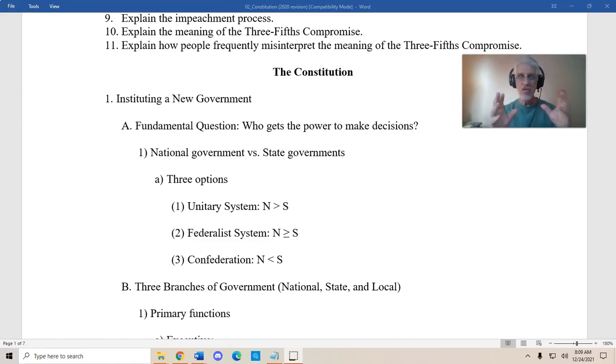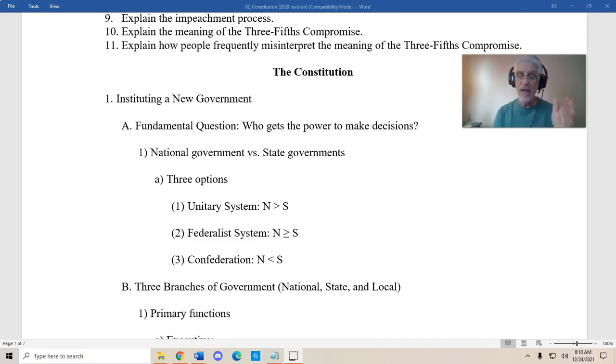And essentially the choices available to the framers, both of the Articles of Confederation and the Constitution, was power could either be vested in, given to the national government, or it could be given to state governments. And generally speaking, there were three options that they had before them. They could come up with a unitary system, or they could come up with a federalist system, or they could come up with a confederation. Okay, and I want to talk a little bit about what each of these mean.